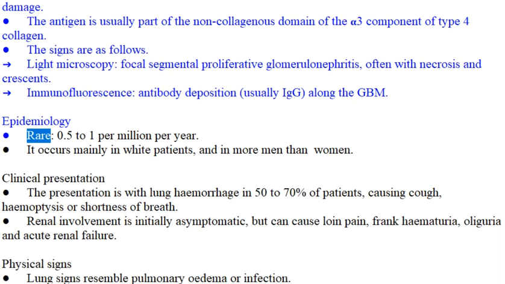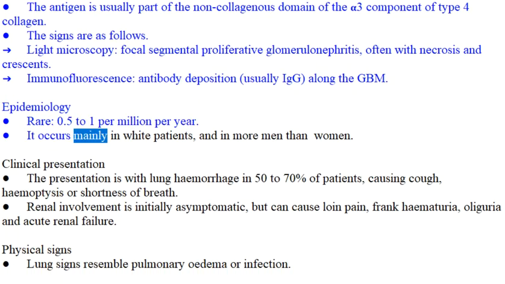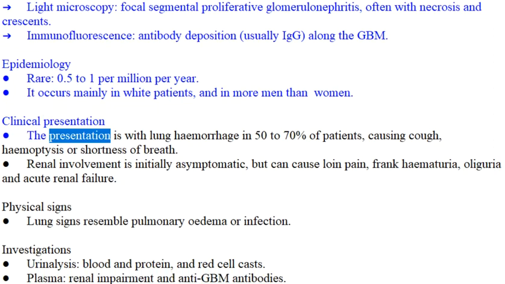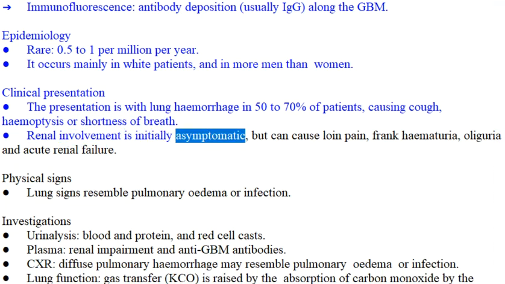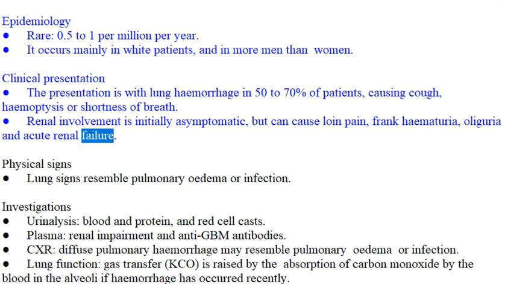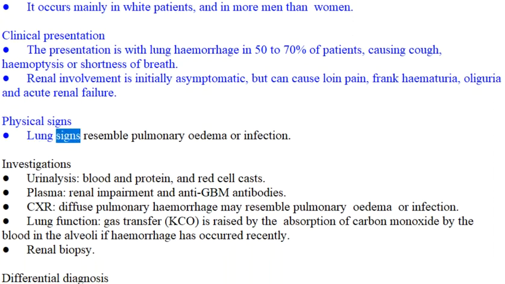Epidemiology. Rare, 0.5 to 1 per million per year. It occurs mainly in white patients, and in more men than women. Clinical presentation: lung hemorrhage in 50 to 70% of patients, causing cough, hemoptysis, or shortness of breath. Renal involvement is initially asymptomatic, but can cause loin pain, frank hematuria, oliguria, and acute renal failure. Physical signs: lung signs resemble pulmonary edema or infection.